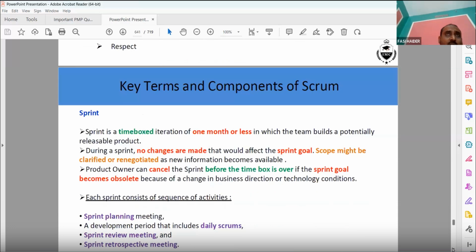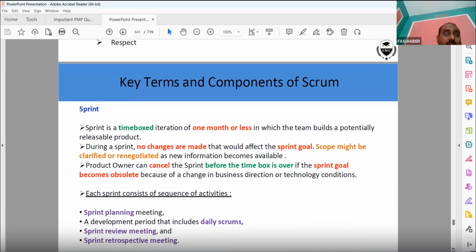You give a time-boxed iteration, called a sprint. A sprint is a time-boxed iteration of one month in which the team builds a potentially releasable product. For example, if you're working on software, say an app, there is a timeline of one month or less. You say, these are the tasks you will complete first, then you will launch new updates, new versions, and update the features.